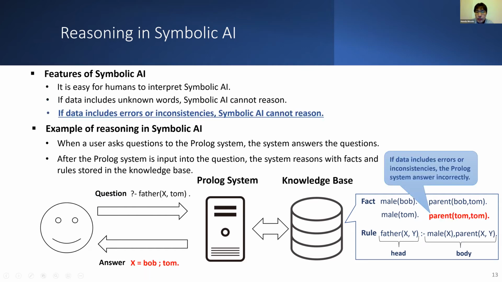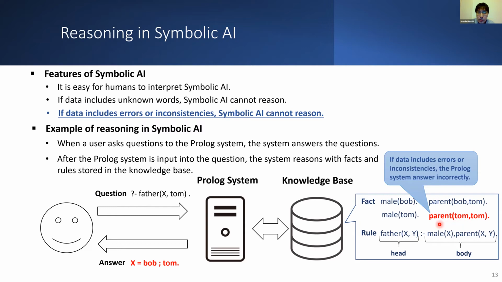Furthermore, another feature of symbolic AI is that if data includes errors or inconsistencies, symbolic AI cannot reason. If data includes errors or inconsistencies, the Prolog system answers incorrectly. Suppose you accidentally input inconsistent data.